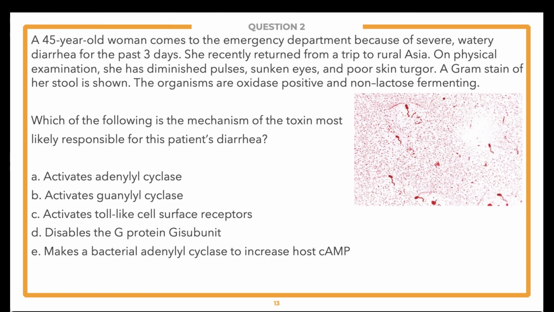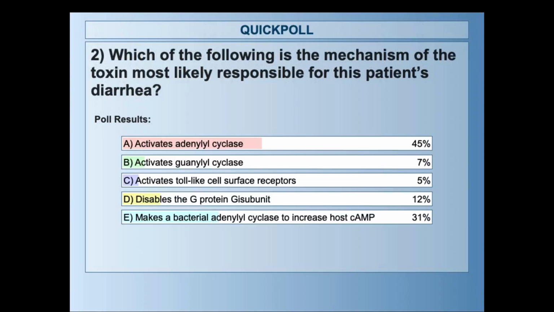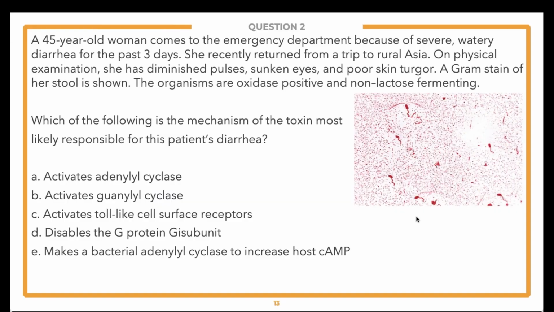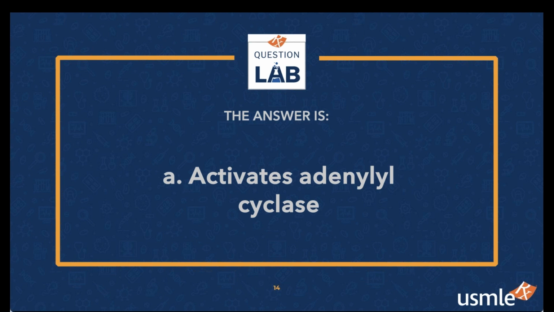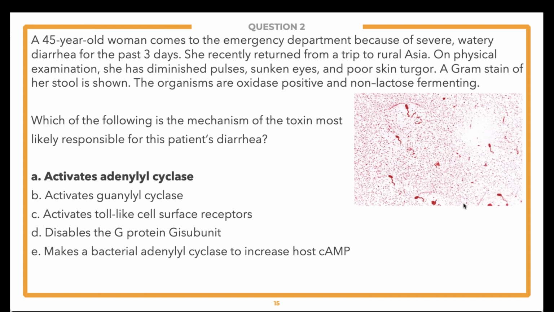Okay, so again, almost half of you went with answer choice A, but answer choice E, strong showing. Almost a third of you went with that one. Okay, let's go ahead and hide the results and reveal the answer. And once again, you guys nailed it. Answer choice A is correct. Activates adenylyl cyclase. Okay, so let us break this down, right?